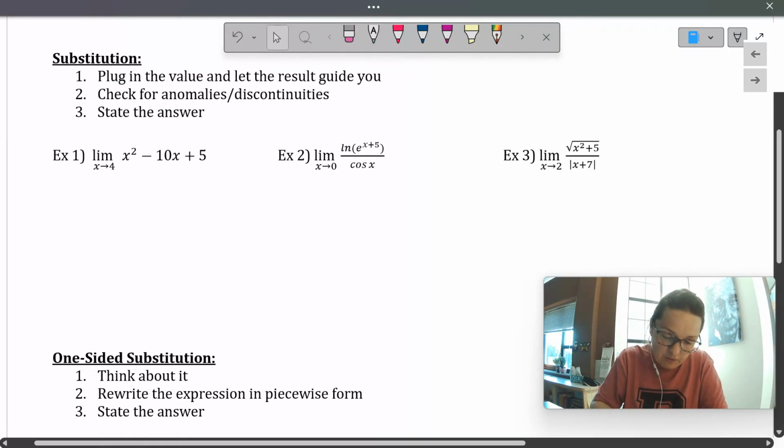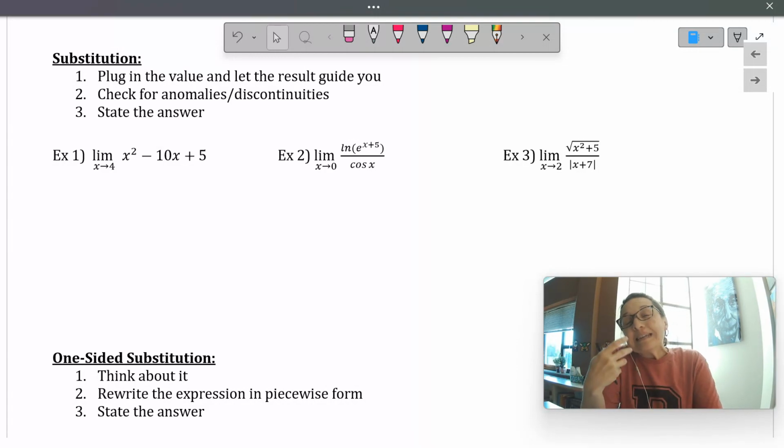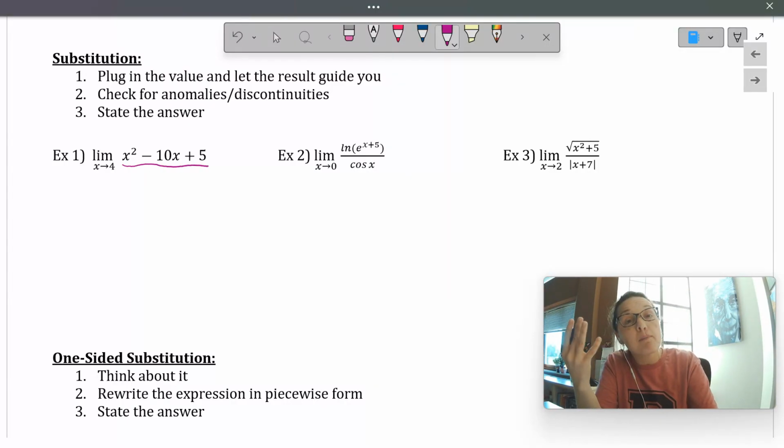So for this first one, it says find the limit as x approaches 4 of x squared minus 10x plus 5. Technically, what we can do here is say, wait, that's an invisible 2-sided limit where I'm coming at 4 from the left and from the right. So I think about the graph of x squared minus 10x plus 5 and say, do graphs of parabolas really have anything wrong with them? Are they broken? Do they have jumps or asymptotes or holes or anything funky going on? No, they're nice, smooth, U-shaped or upside down U-shaped things.